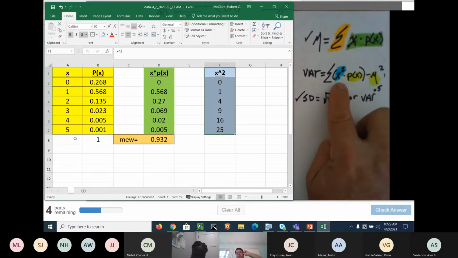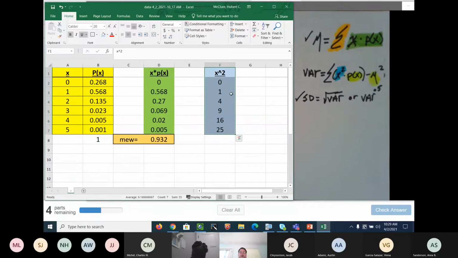So what does the formula say we need to do with x squared and P of X? Multiply it. And add it up. So I'm going to do another column right here, called x squared times P of X. Now, of course, you would be doing this in your calculator. I'm doing it on the spreadsheet. Equals x squared, which is 0, times P of X, which is right there. Of course, the first one's going to be 0, and the second one is going to be 0.568, because 1 times anything is anything. So it's not a lot of hard work.